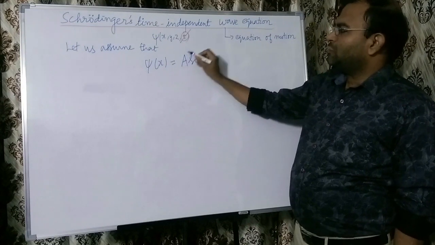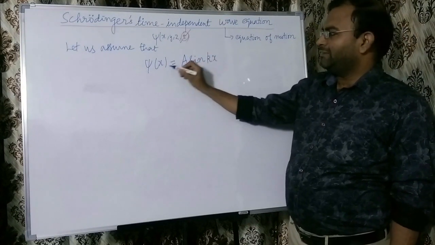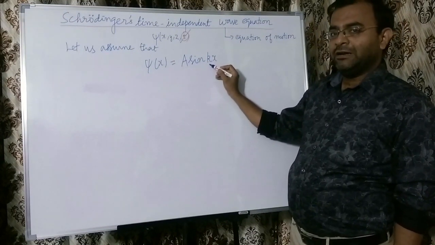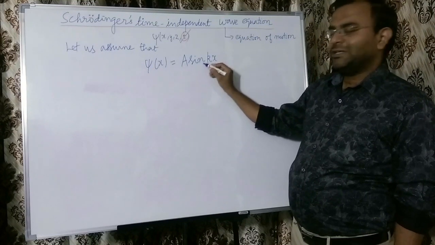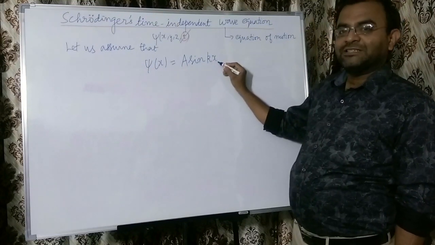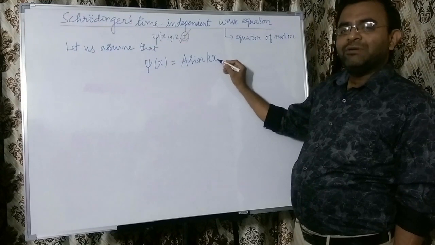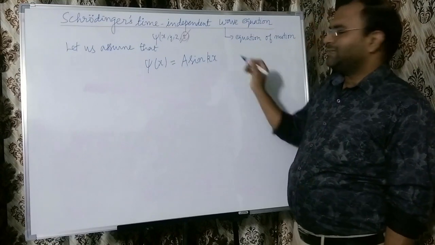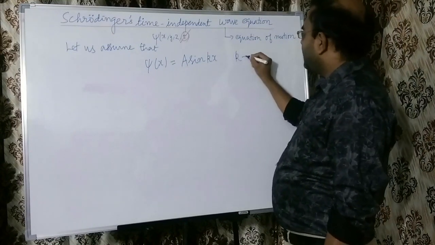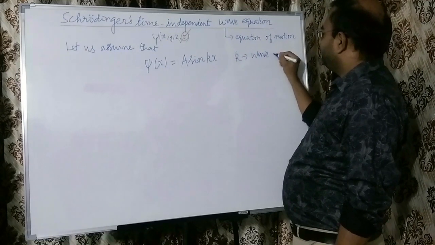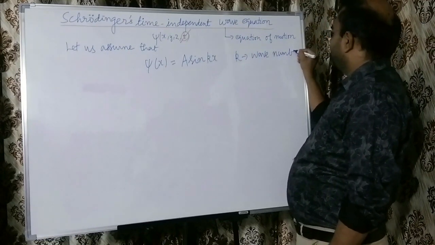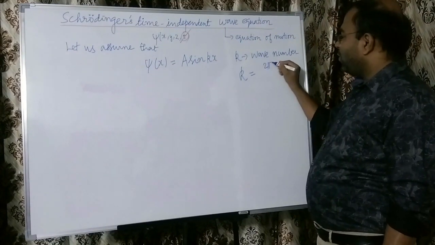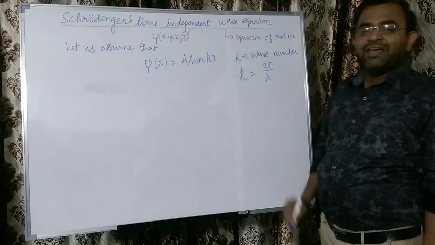So we are assuming that the wave function is a trigonometric function. Particularly here it is a sinusoidal function, and the argument for the sine function is k into x, where x is the variable parameter, and as x varies, the wave function psi varies. Now what is this k? k is called the wave number, and numerically this k is equal to 2 pi over lambda, the wavelength of the wave.